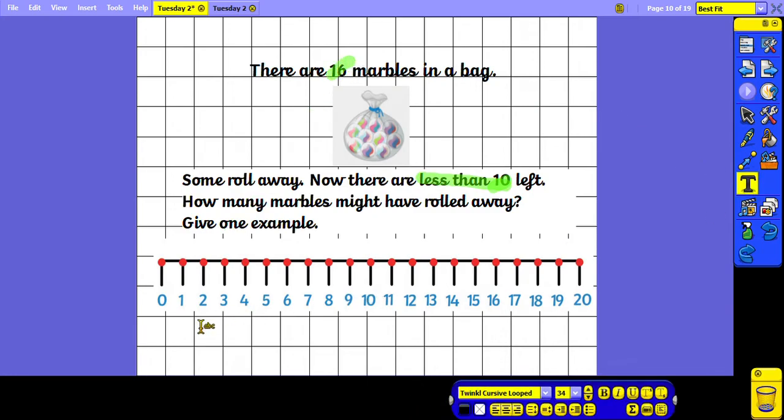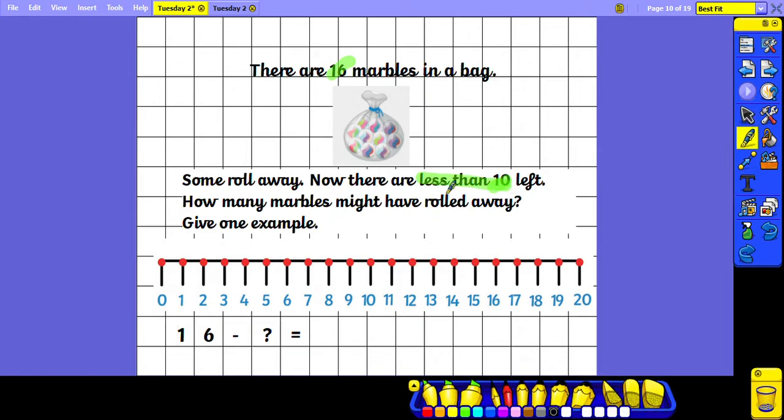There were 16 marbles to begin with. Some rolled away, so we're taking a number away, but we're not sure how many. And less than 10 were left. So there's loads of different answers that you could have for this one. So I just need to choose a number that's less than 10. So any of these, I'm going to go for 9.